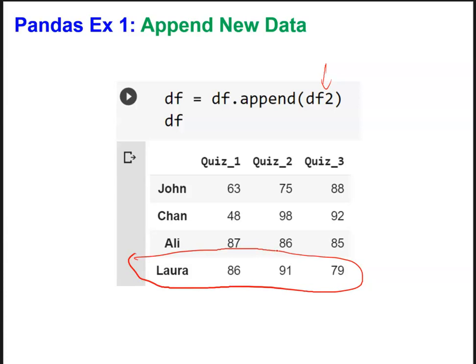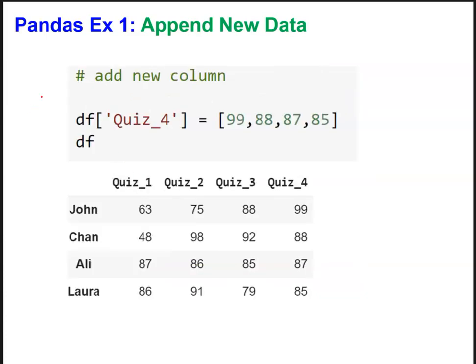It's easier to add a new column. So let's say you have another quiz and you want to add the scores of the new quiz. You can just type in df, and then in the square brackets you can type in the new column that you want to add under quotes, and then you can type in the new scores that you have. Now you can print it out. You can see that this is the new column that has been added to the data frame.